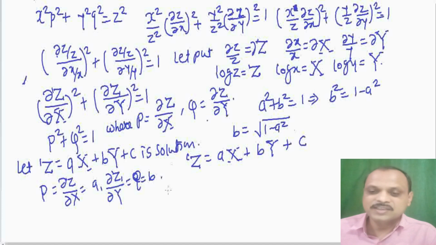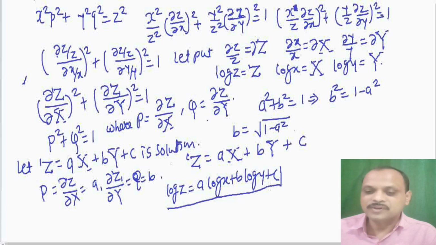Okay, what is capital Z? Capital Z is nothing but log of z, so the solution is log z equals a into log x plus b into log y plus c. This is the solution of the original equation.